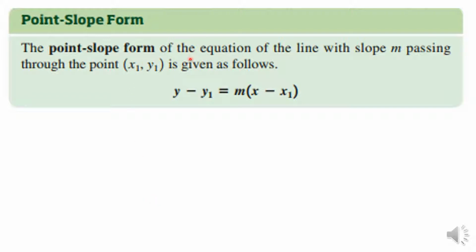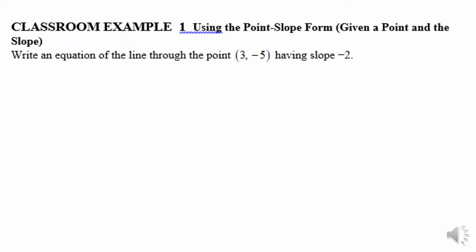The point-slope form of a line is applicable when we have a point, in this case x1, y1, and a slope m given. Then the equation of this line is y, the variable, minus the y-coordinate of the point given, is equal to m, the slope, times x, the variable, minus the x-coordinate of the point given. These parentheses are important. You'll get the wrong answer if you don't do that.